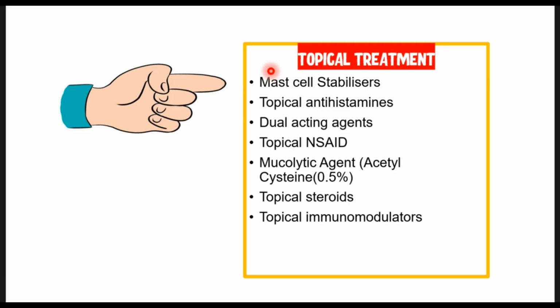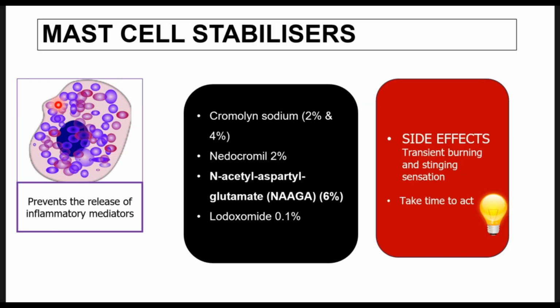Here, the first one is the mast cell stabilizers. Alright, so we know that the mast cells are basically responsible for the type 1 hypersensitivity reaction seen in VKC. We talked about the pathophysiology of VKC in detail in our previous videos. Alright, so this type 1 hypersensitivity basically leads to degranulation of all the preformed granules which are present within the mast cell.